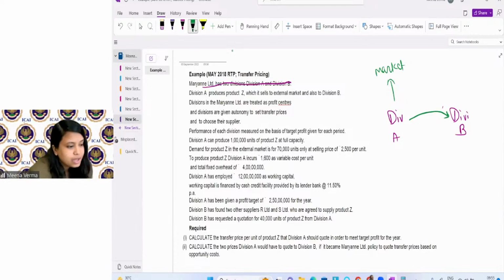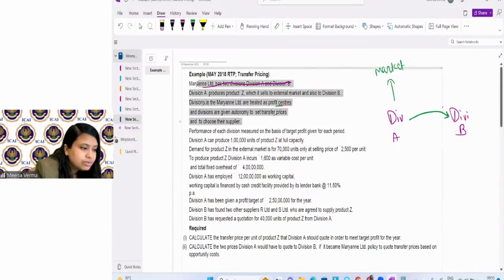Okay, then what else do we have? Divisions in Mariani Limited are treated as profit centers. Achha, they are treated as profit centers. Divisions are given autonomy to set the transfer price and choose the supplier. Chalo, that much is done, right? It is clear. Achha, I'm not deleting it because we will discuss it later.